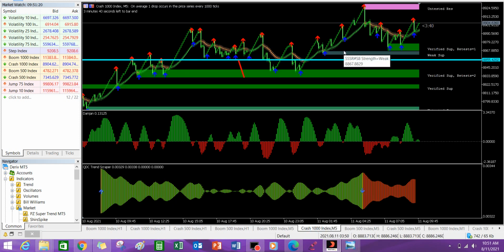Let's check crash. For crash, check it out. This is downtrend. You can see the downtrend here. You can see the way it was crashing down. You can see the way it was crashing down right here.